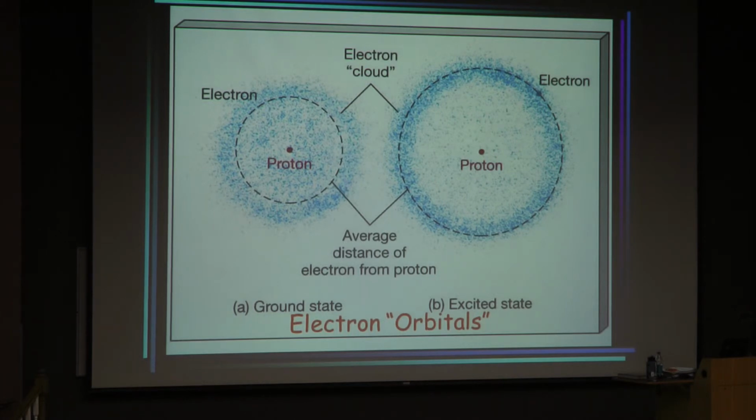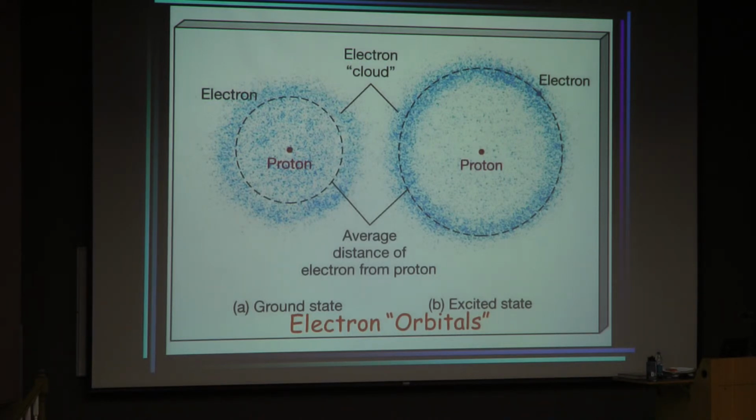Now, when we look at the excited state, the electron is generally farther away from the nucleus. So we have this general increase of distance as we go to higher excitation states. But still, we don't know exactly where the electron is. And even in the first excited state, there's a little chance that the electron is rather close to the nucleus. So we don't know the exact distance.